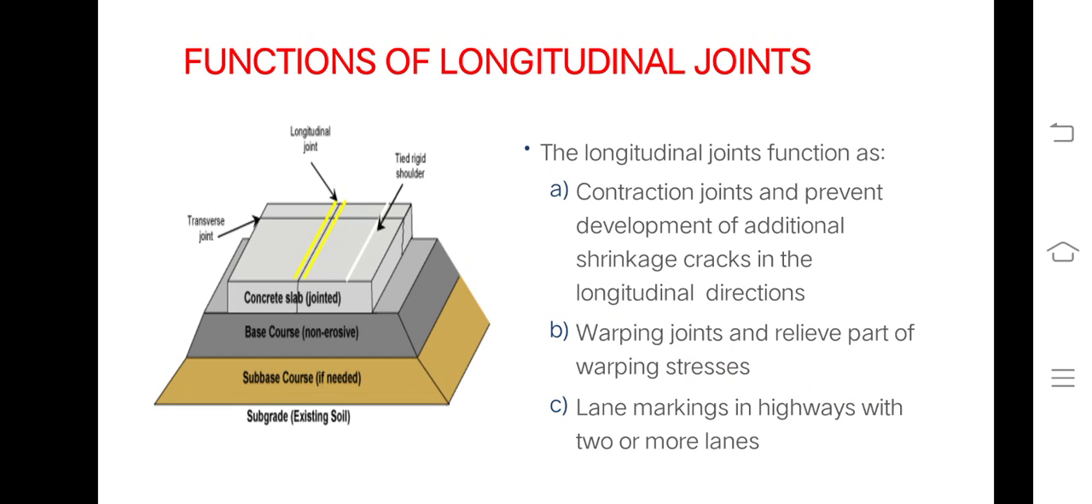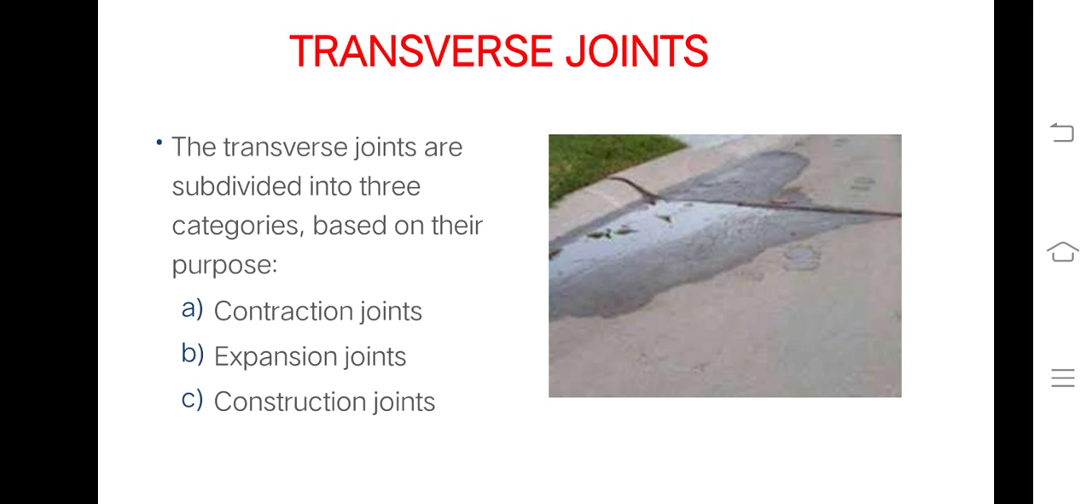It will help maintain the surface from being cracked. It will help to reduce the warping stresses, and lane marking in highways can be two or more lanes. Now the second type is the transverse joints. These are subdivided into various categories: expansion joint, contraction joint, warping joint, and one more, the construction joint.